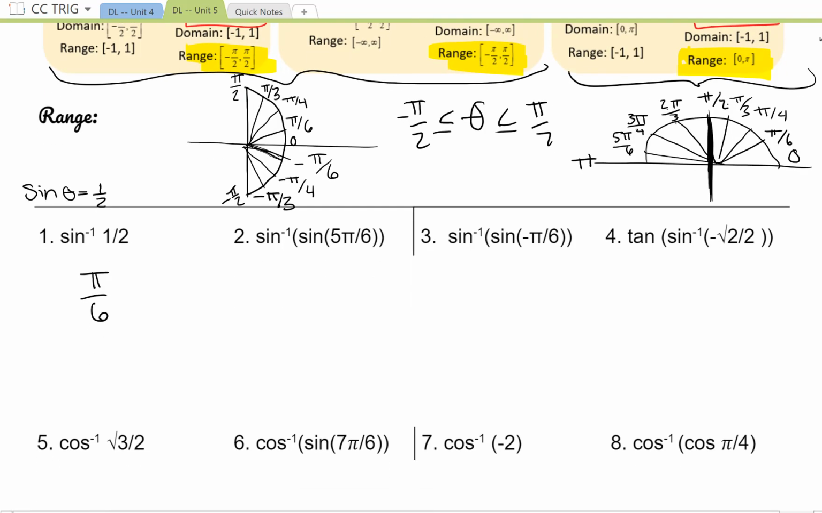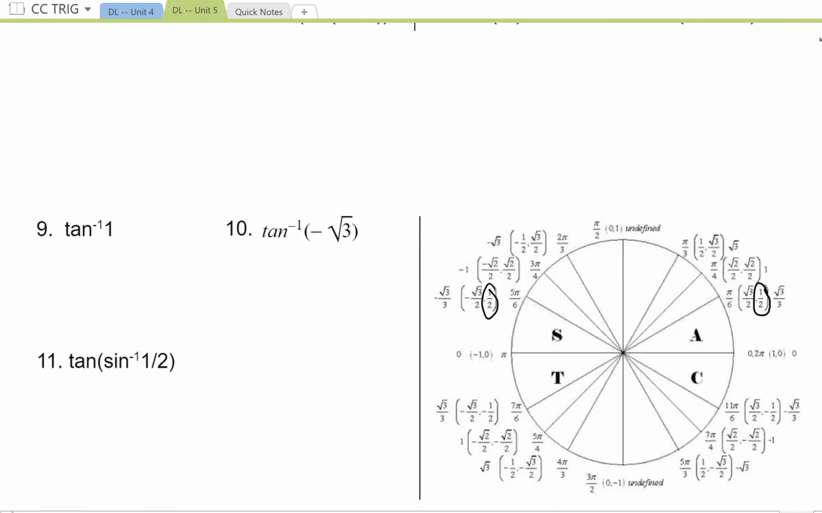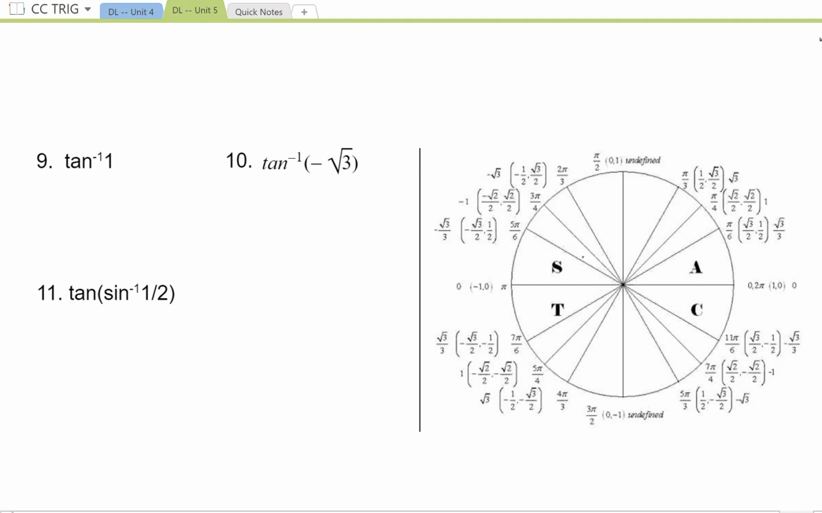Continuing on. Sine, we're going to start with the parentheses first. Sine of 5π/6. When they ask for sine, they're asking for the ratio, not the angle. When they ask for inverse sine, they're asking for the angle, not the ratio. Sine of 5π/6. The y value at 5π/6 is 1/2.